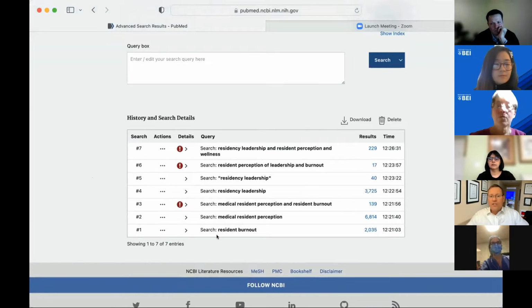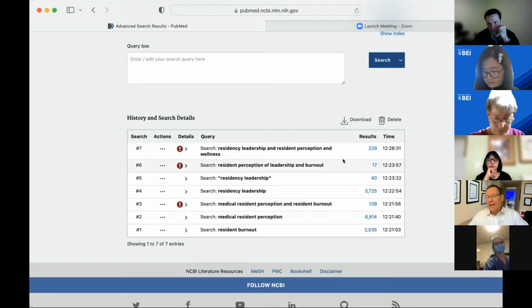Our first phrase was resident burnout, just to see what we pulled up, and you get 2,000 hits. Medical resident perception, we got almost 7,000 hits. When we combined those two, we got 140. Yet when you combined, kind of similar, using wellness, we got 229. So a little bit always of the question is, what are we missing sometimes, or why are we getting extras? I thought that was interesting. Sue, if you want to comment on that, or maybe that's just the way the exploratory process works.